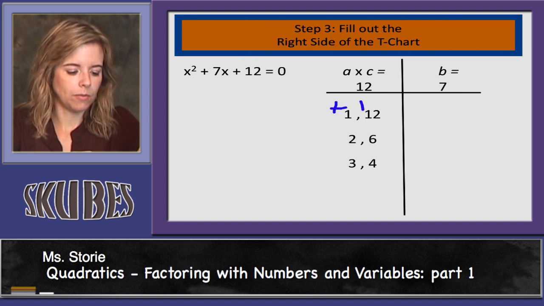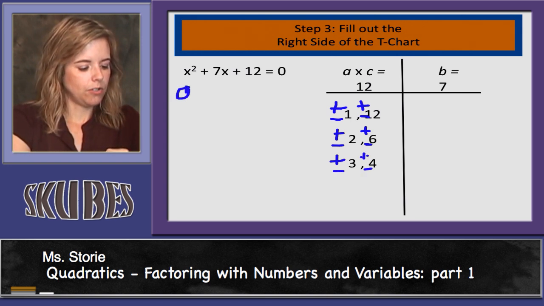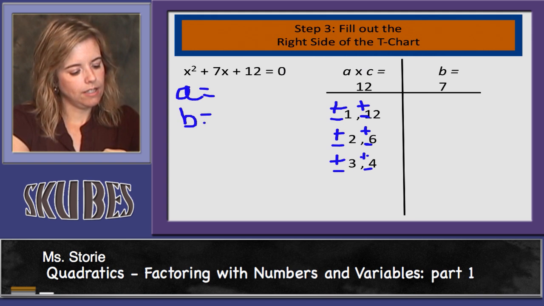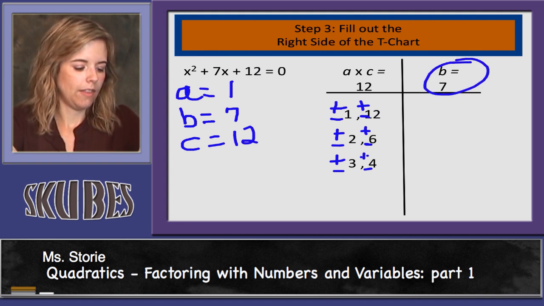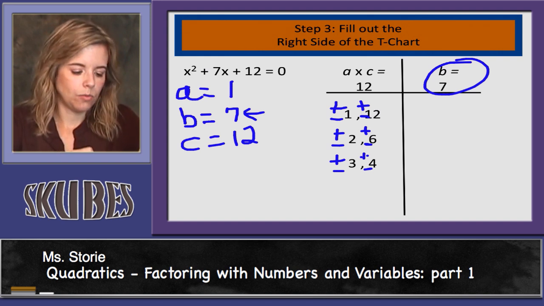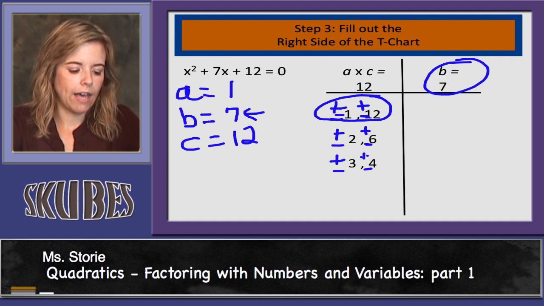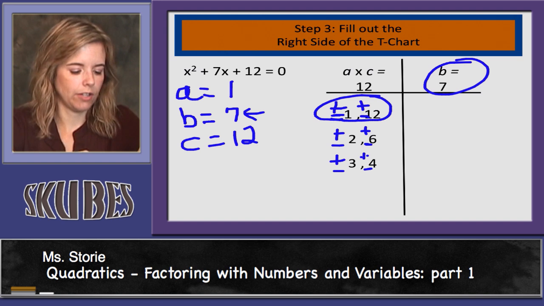Once we've listed all these out, and I'm going to mark them as positive and negative so you don't forget, then we have to fill out the right side of the t-chart. And the right side of the t-chart is simply a recopy of what B is. Make sure that you still have your A equals, B equals, and C equals so you can reference them really quickly. Remember, A is 1, B is 7, and C is 12. So when we wrote B equals 7, that's where we got it from, our list. What we're going to do on the right hand is take all these factors and add or subtract them and try to get them to equal 7. Only one of those is going to work, so we have to figure that out.